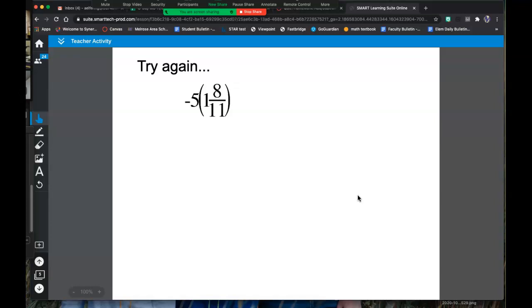Okay, so I'm seeing lots of correct answers here. I'm going to have you split your screen so that you can see how I do the problem too. You should have had negative 95 over 11 or negative 8 and 7/11. Okay, and how you would get that, the negative 5 becomes negative 5 over 1, and then times 1 and 8/11. 11 times 1 is 11, plus the 8 is 19 over 11.